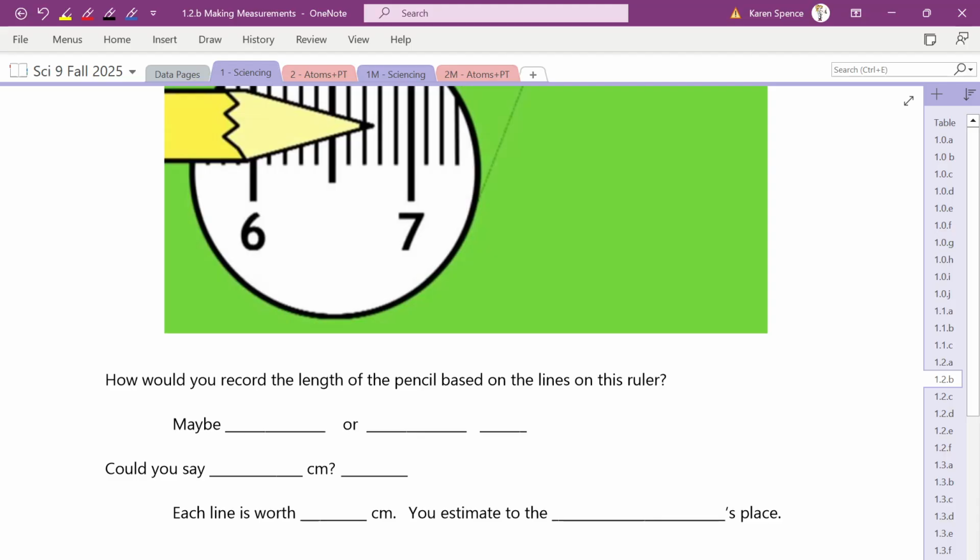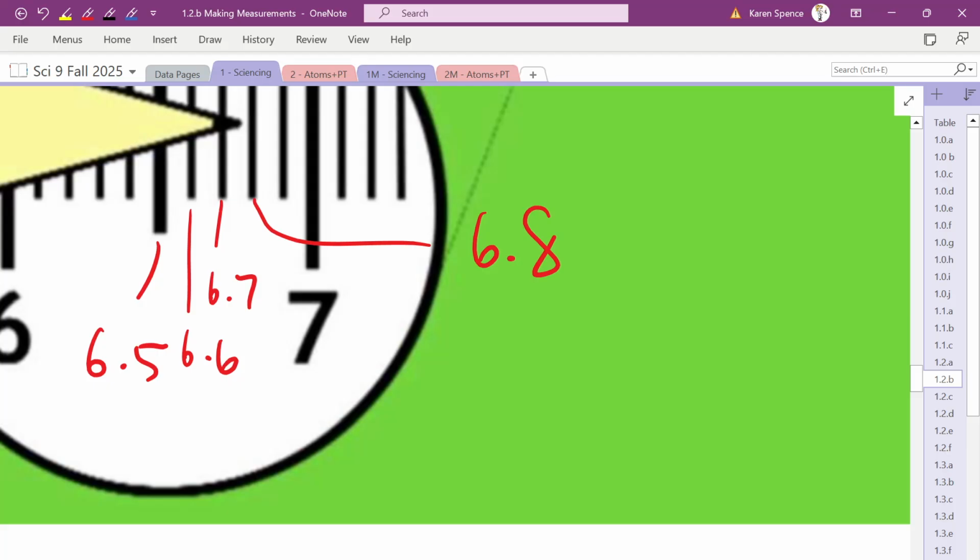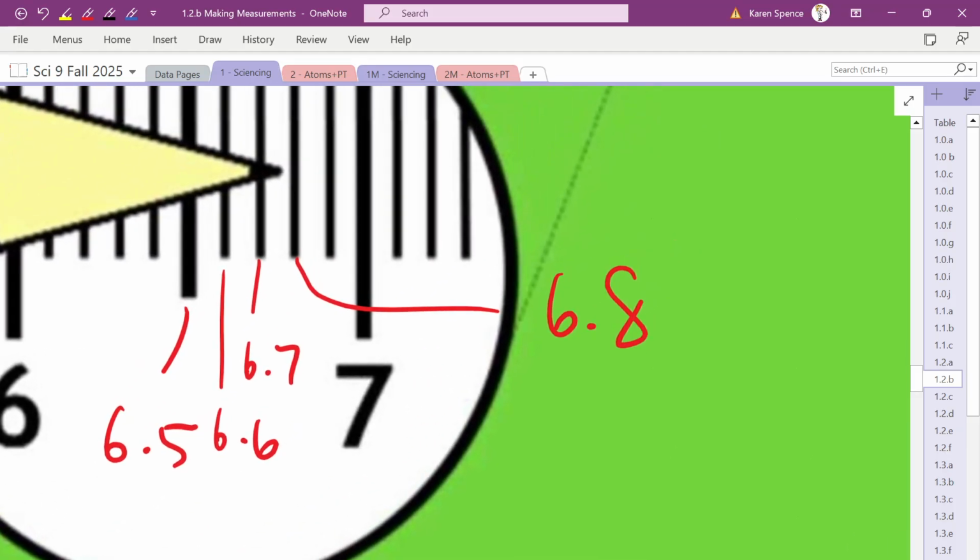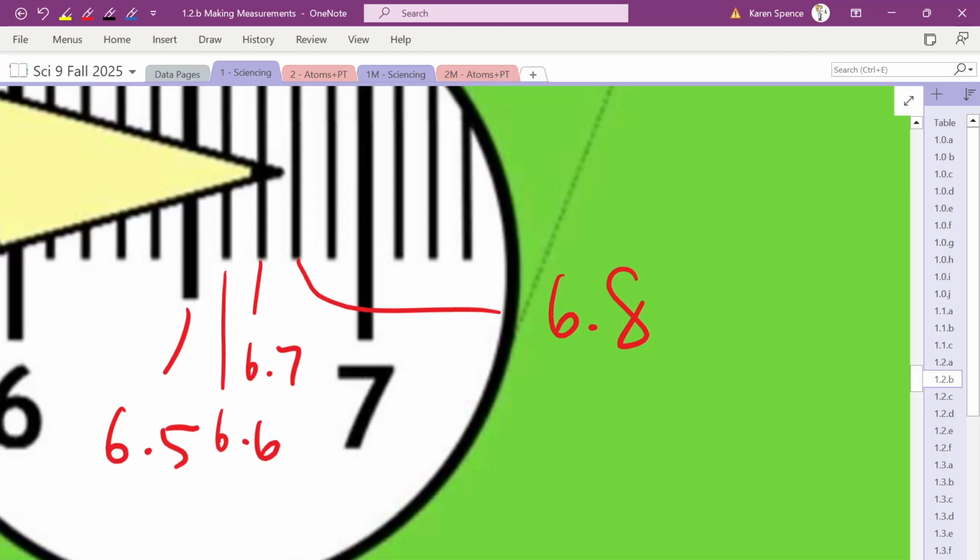All right, anyone want to give it a try? Yeah? 6.75. Sure. Okay, because here we have 6.5. Here we have 6.6. Here we have 6.7. And this one here is 6.8. And we are somewhere in between the 6.7 and the 6.8. So we're sure about the 6.7.